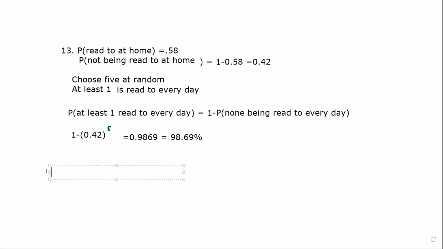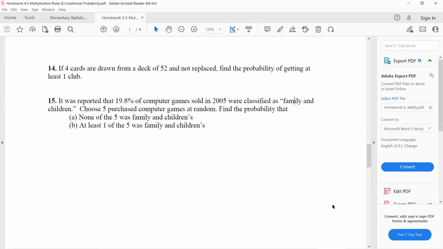Here we're choosing 4 cards and we're choosing 4 clubs, right? This says you choose clubs, I think it was. At least 1 club. Okay, 4 cards are drawn from a deck of 52 and not replaced. At least 1 club.